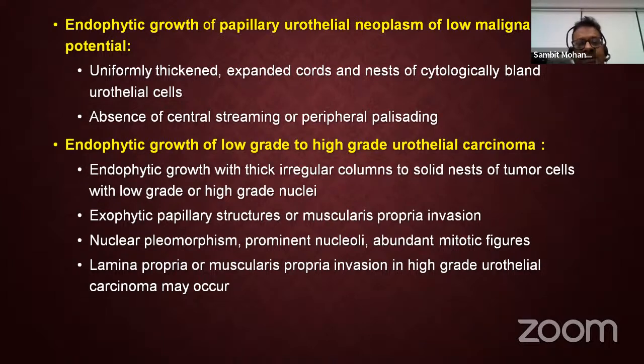Endophytic growth pattern can be seen in high-grade and low-grade urothelial carcinoma. In that case, you will have an exophytic component and high-grade nuclear features like pleomorphism, anisokaryosis, nucleoli, lots and lots of mitosis, and lamina propria invasion. You do not have these thin cores, rather you have thick cores, and the cores are joined with each other, making a very deceptive look of a solid island or a gland.